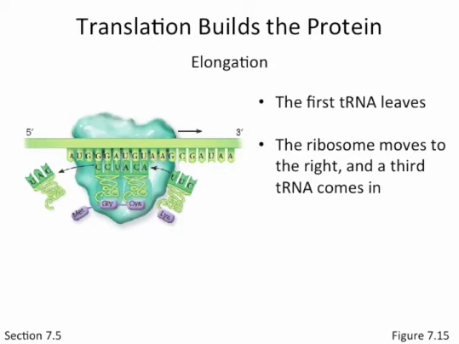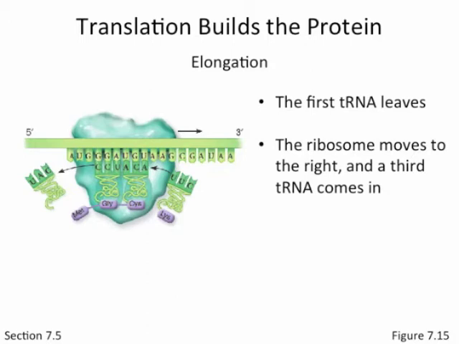The ribosome will shift down. The previous tRNA will leave. It'll break off, and a new tRNA will enter. So the first tRNA leaves, the ribosome moves to the right, and the third tRNA comes in. And this will continue to happen over and over again. Okay, this is called elongation.